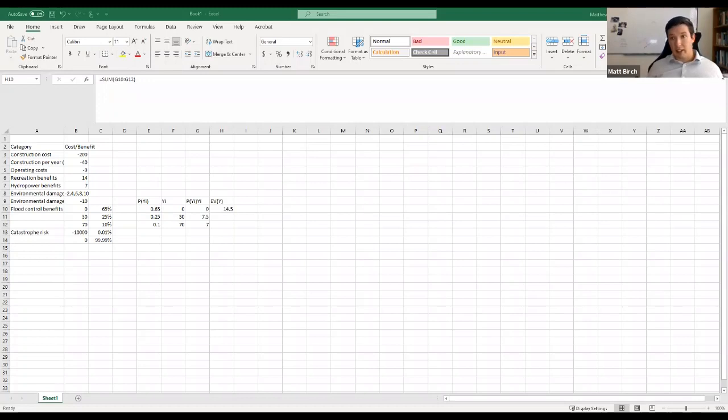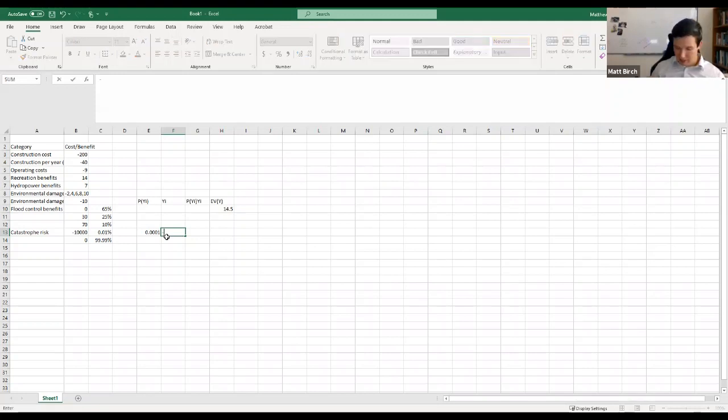All right, let's do it for the catastrophe risk, the idea that the dam might fail in the event of an earthquake. Let me just get rid of this stuff so it doesn't confuse us. Event: catastrophe, dam breaks. What's the probability of it? 0.01%. So not 0.01, that's 1%. 0.0001. That's the probability of the dam breaking in any given year. And what's the outcome? Negative $10 billion, which, since I'm writing everything in millions, is minus 10,000.